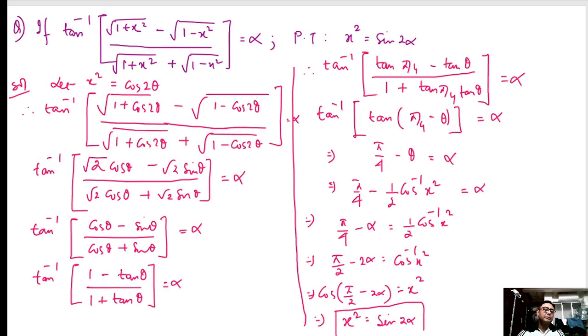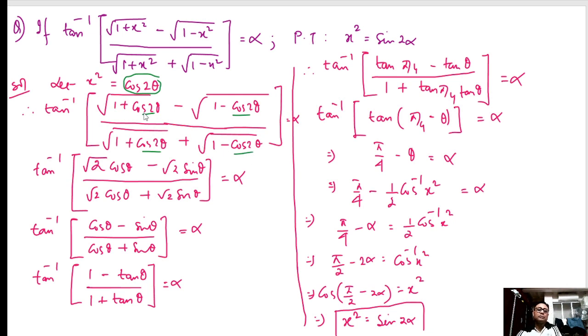Let's see the next sum, friends. Tan inverse of this equal to alpha. Prove that x square equal to sine 2 alpha. Okay. So let x square equal to cos 2 theta. So this becomes root over 1 plus cos 2 theta, root over 1 minus cos 2 theta, root over 1 plus cos 2 theta, root over 1 minus cos 2 theta.